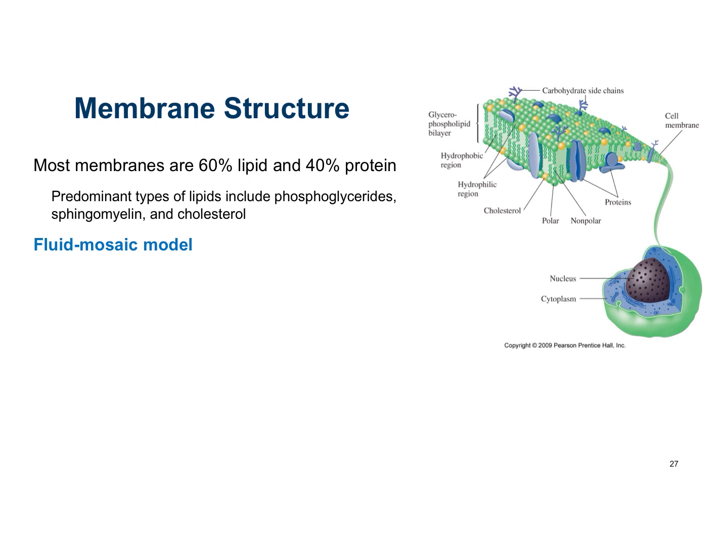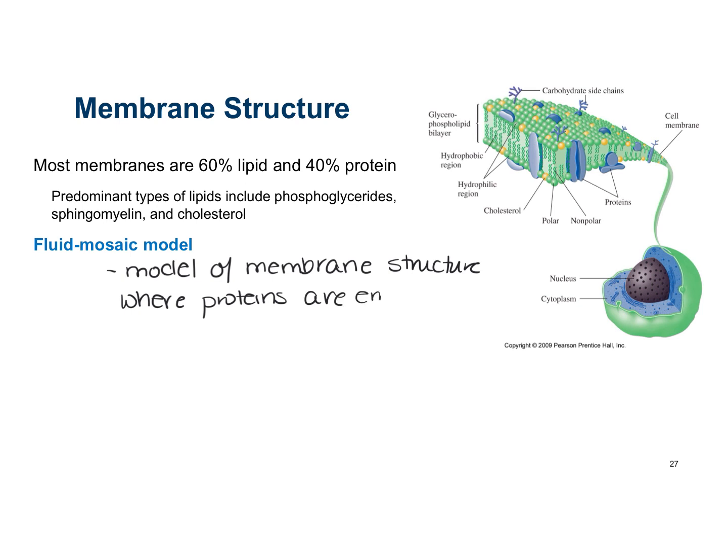So the model that describes this cell membrane particularly is called the fluid mosaic model. And this is just what we described. The lipids are organized into a lipid bilayer, and there are hydrophilic groups on the outside and hydrophobic groups on the inside of that bilayer. So the fluid mosaic model is just the model of membrane structure where proteins are embedded in a flexible lipid bilayer.